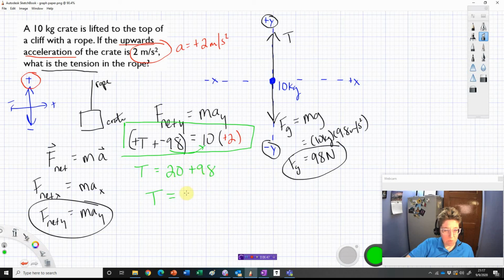Let's see, that'd be 118 newtons is the tension in the rope.